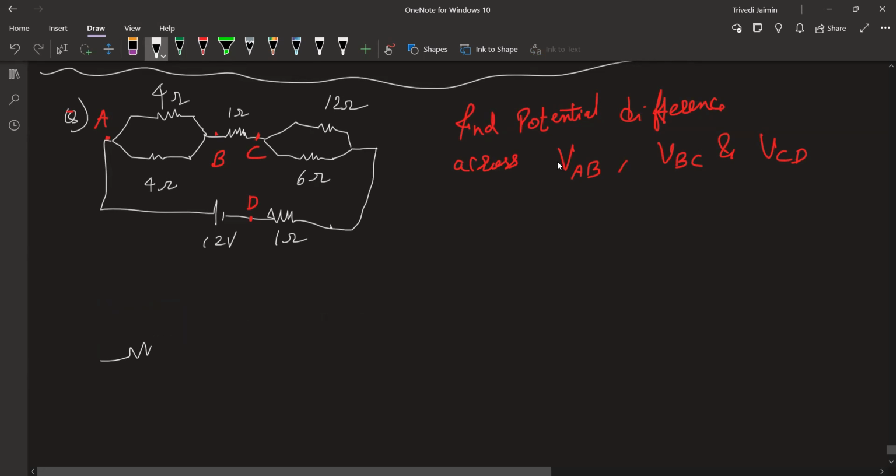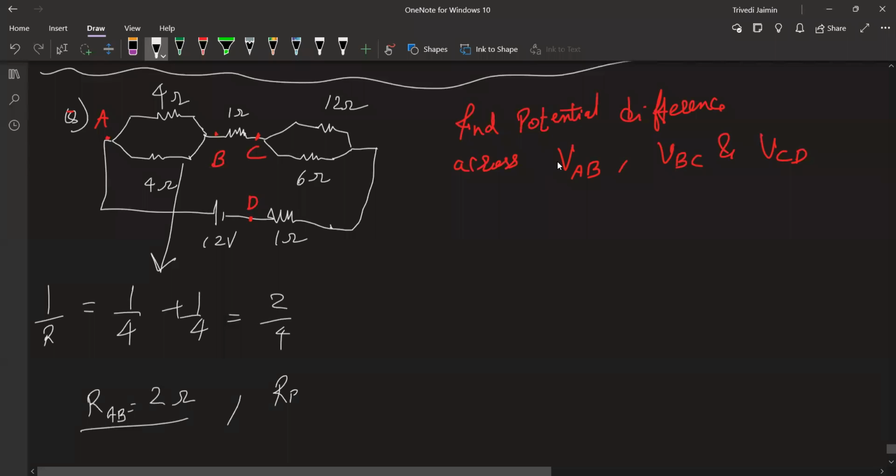This one, it is 2, right? See, I'll solve each first. 1 by 4 plus 1 by 4. Those who don't know, learn it with me now. 2 by 4. I'm talking about this, which is R AB, it is 2 ohm.